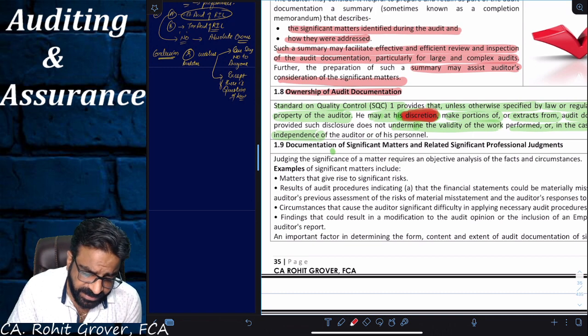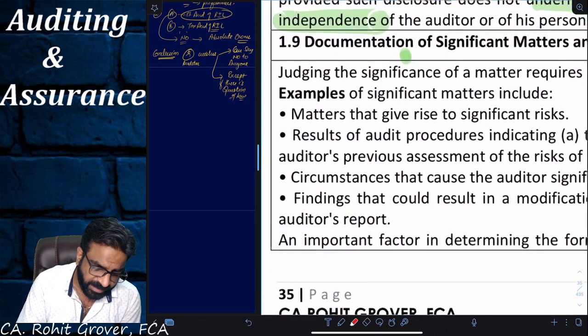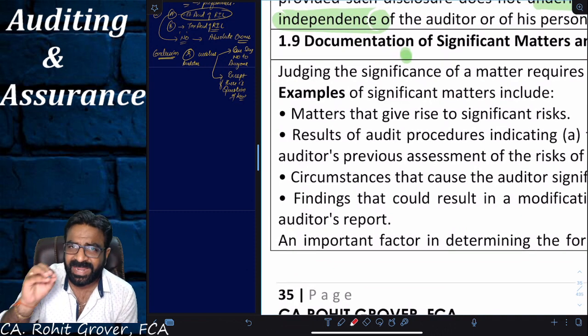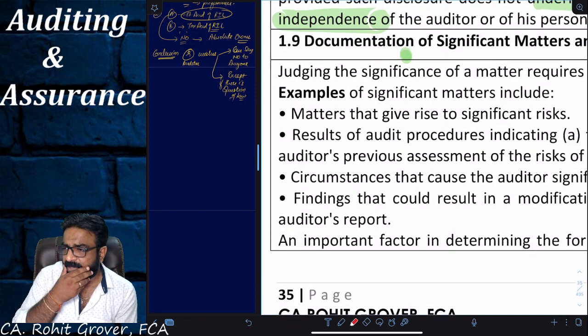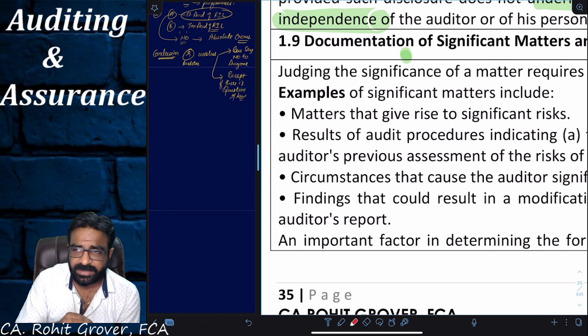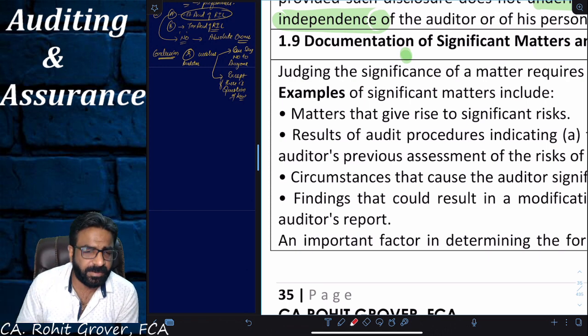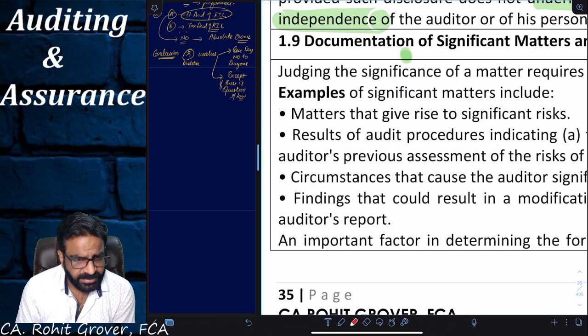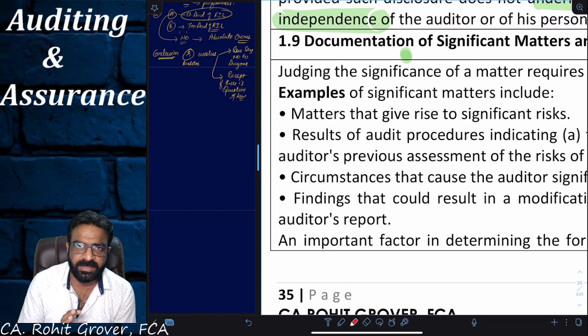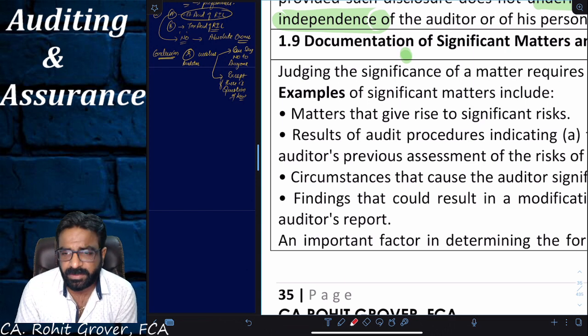Documentation of significant matters and related significant professional judgments. Tell me one thing, guys. Is there any possibility that the audit you have done this year, you might be the auditor of the same company next year or not? Is there any possibility that you have done the audit of ABC Limited this year, that next year you will also be the same auditor of the same company or not?